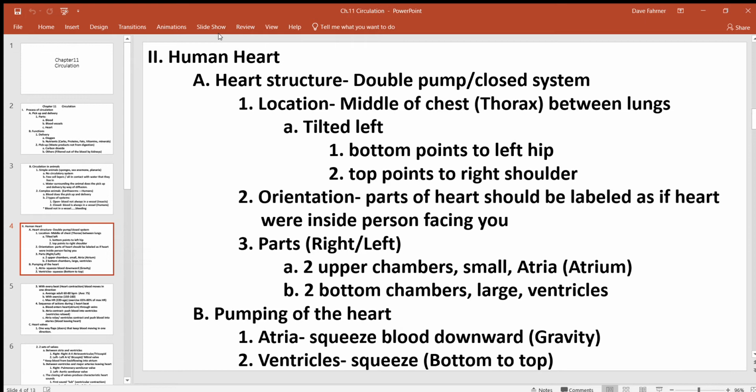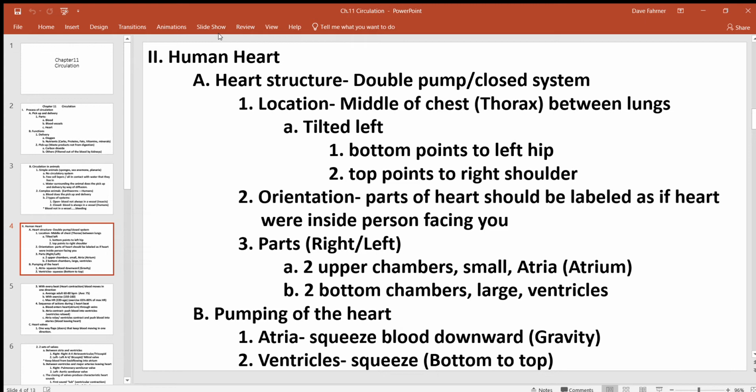And in terms of the right and left side, when you look at the heart, you're basically looking at the heart itself when you're naming it. So when you're orienting to answer questions about the heart, the parts of the heart should be labeled as if the heart were inside of the person facing you. So your left side is the right side of the heart, and your right side is the left side.